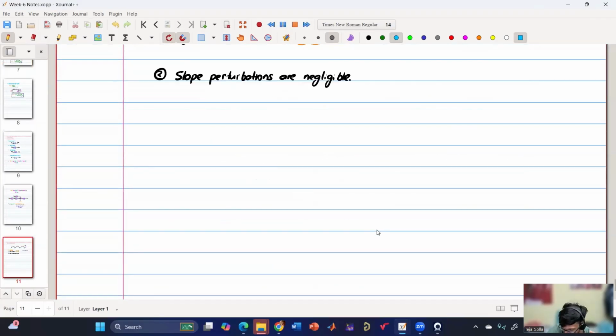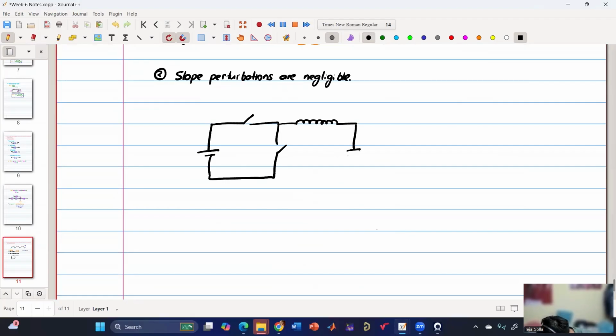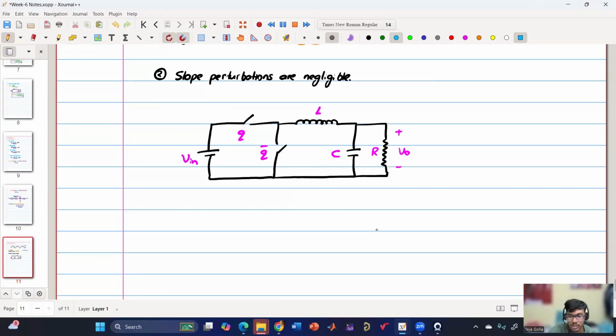Let me draw the buck converter diagram. Synchronous buck, ideal. This is Q, this is Q bar, this is V in, this is L, this is C, this is R, this is plus minus V naught. So we are going to start with the inductor dynamics.